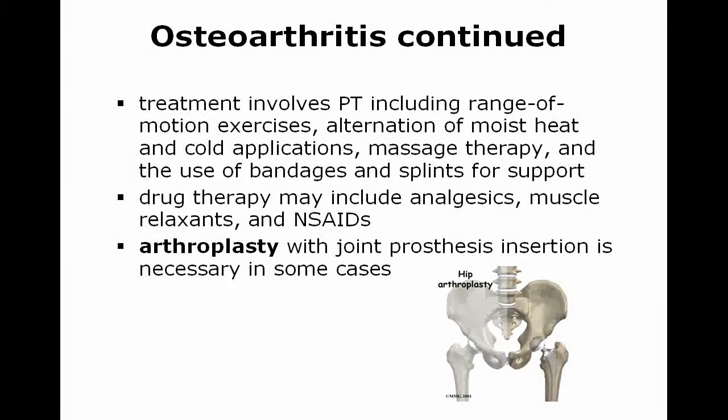And I mentioned the joint replacements, which would be an arthroplasty. And in an arthroplasty, an artificial joint is inserted. An artificial part put in the body is called a prosthesis. It says arthroplasty with joint prosthesis insertion is necessary in some cases.